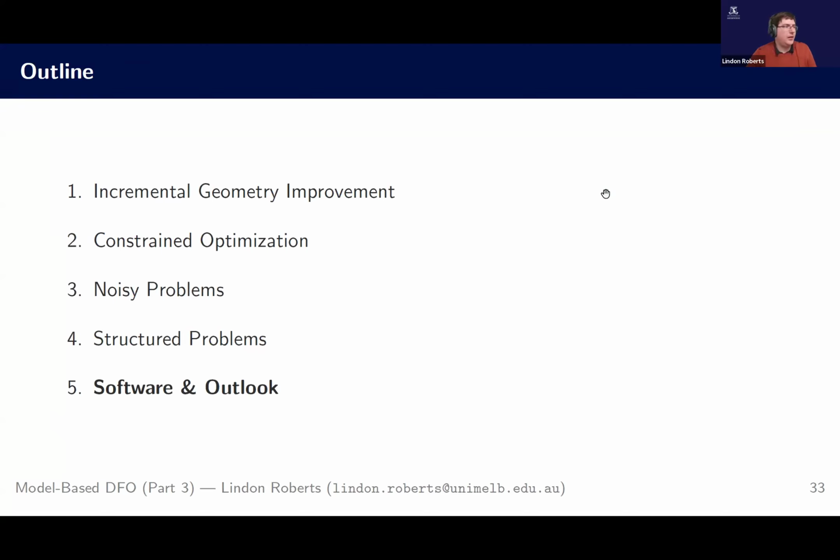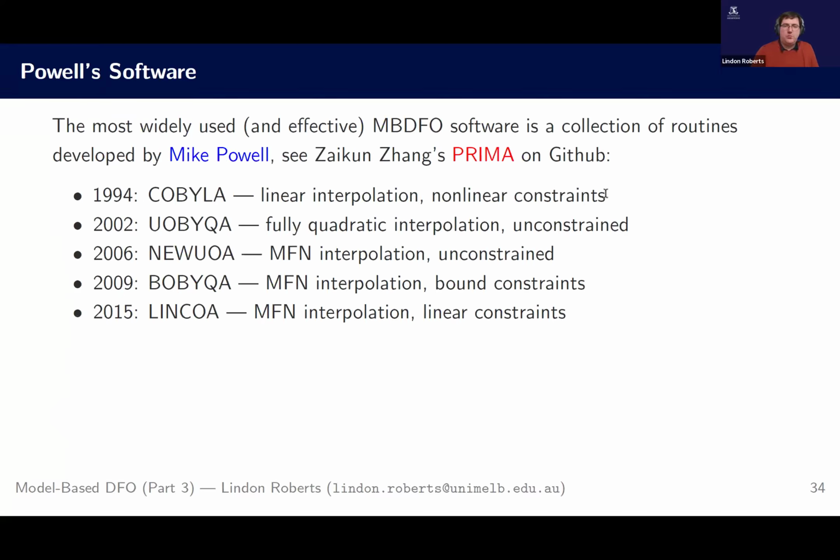I just want to wrap up by talking a little bit about software and sort of looking further ahead in the last couple of minutes. So in terms of what software is available if you want to use these methods, what should you use? I'd say the most widely used, most successful collection of software is a bunch of routines developed by M. J. D. Powell, who was a professor at Cambridge for many years. He died about 10 years ago. Zaikun, again, who's talking tomorrow, did a huge amount of work translating and really kind of refining the code. And he's got a package called PRIMA that collects all of these routines that were developed over about 20 years on his GitHub. And these handle different kinds of problems with constraints.